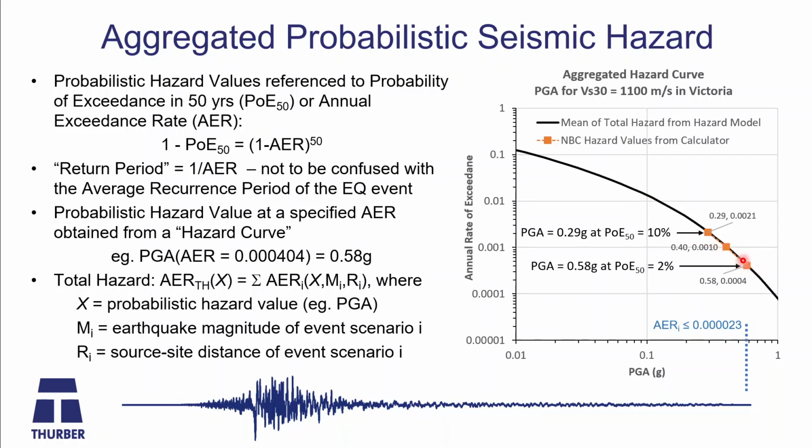So then when you want, say, a 2% in 50-year probability of exceedance, you just go to the annual rate of exceedance here, 0.00404. What's the value? Oh, in this particular example, it's 0.58 G, and this happens to be a Victoria example for a VS30 of 1100 meters per second for PGA.